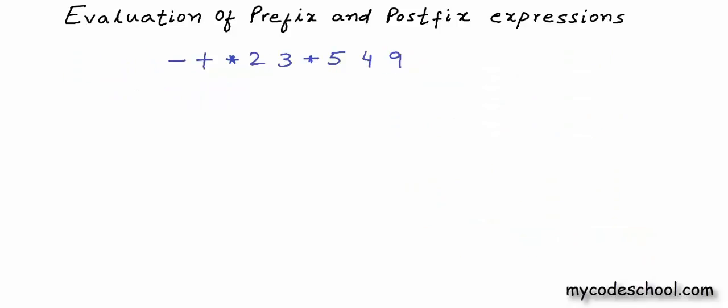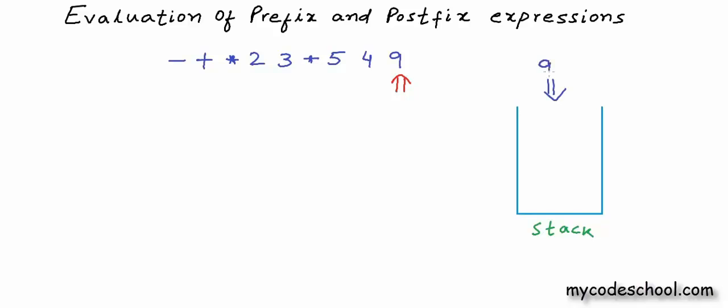Let's now see how we can evaluate a prefix expression like this. We will do it just like postfix. This time all we need to do is scan from right, so we will go from right to left. Once again we will use a stack. If it's an operand, we can push it onto the stack. So here for this example, 9 will go onto the stack.